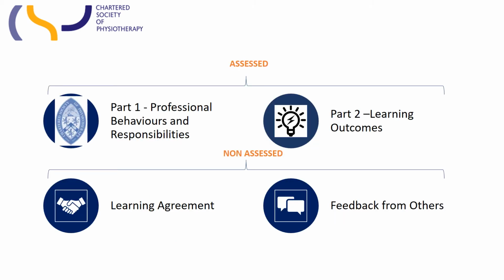The form itself contains 4 parts. Part 1 is professional behaviour and responsibilities, and Part 2 contains the learning outcomes. Both of these parts of the form are assessed and will contribute towards the overall outcome of the placement. They must both be passed independently of each other to pass the placement overall.